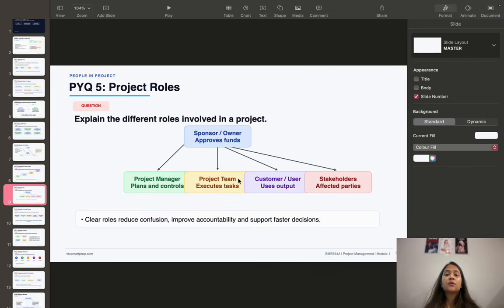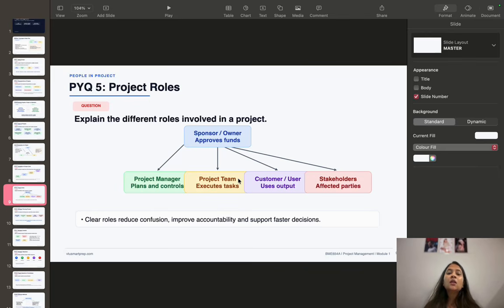Our next topic is project roles. Explain the different roles involved in the project. The first role is the sponsor or the owner. The sponsor approves the fund and gives overall direction. The second role is the project manager. The project manager plans, organizes, leads, monitors, and controls the project.